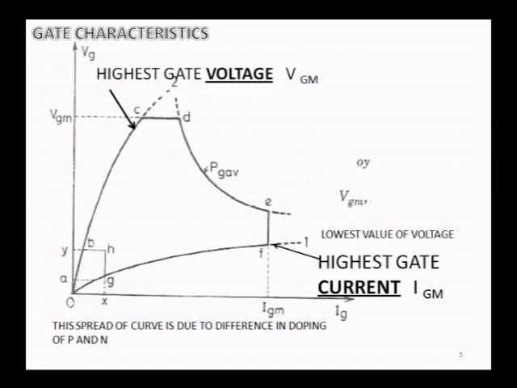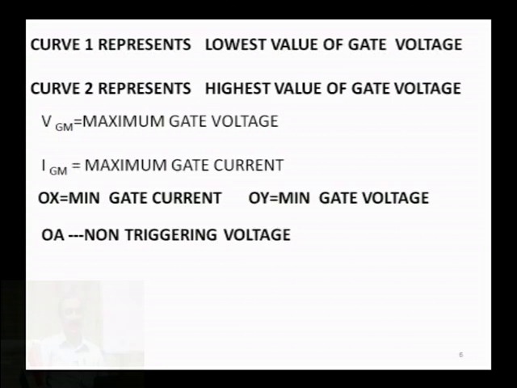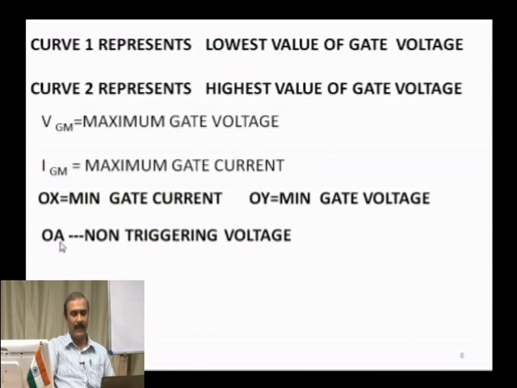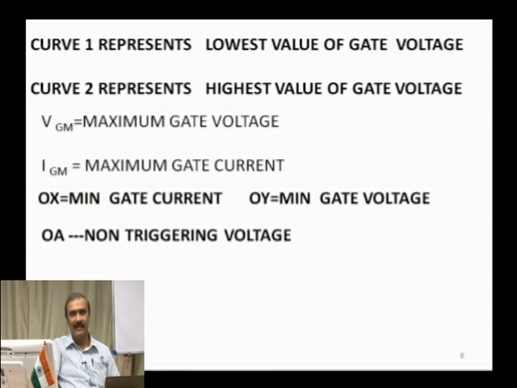Now, we look at this gate circuit as a PN junction diode, wherein we are going to operate it very safely. From this characteristic, we can very well decide the requirements. OX is the minimum gate current requirement, OY is the minimum gate voltage, and OA is the non-triggering level. So, if your gate voltage is under this OA, if you refer to the previous graph, it is a non-trigger voltage. Your SCR will never trigger if you maintain this voltage OA.